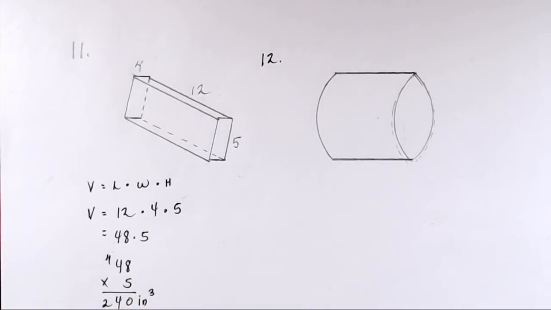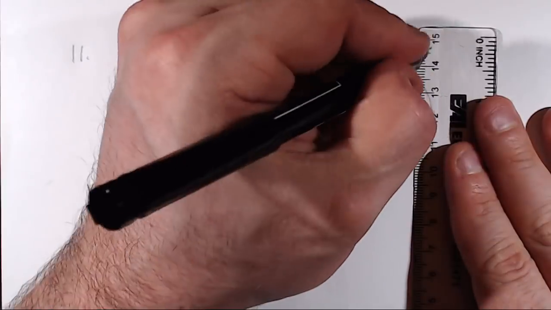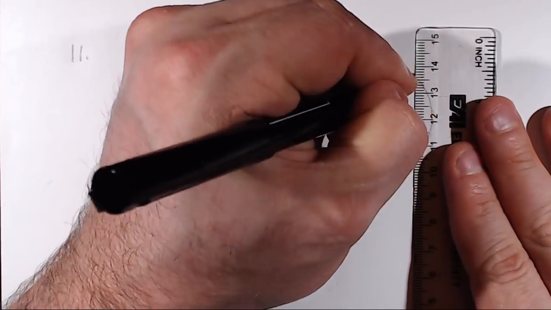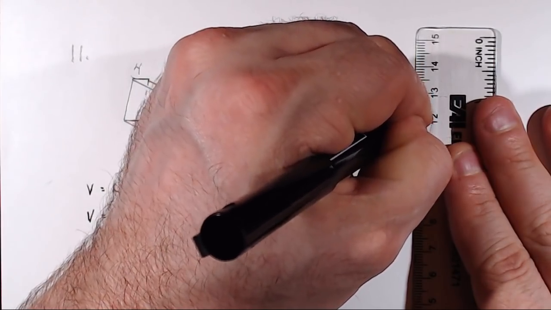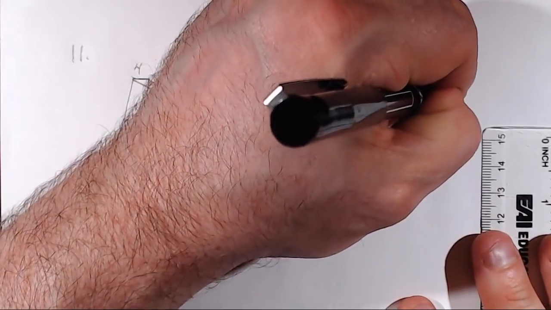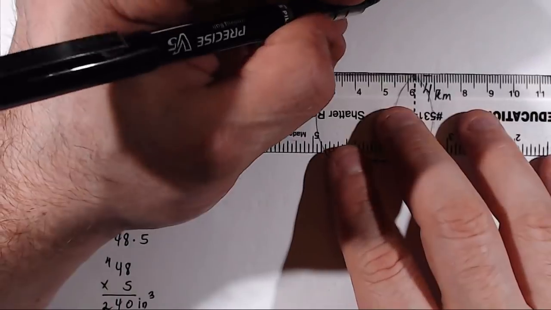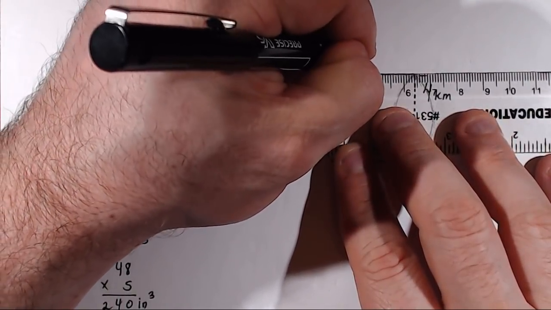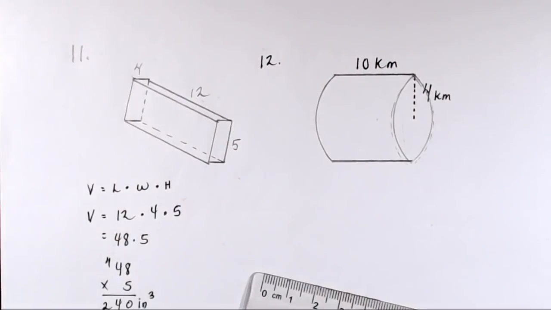Okay, so there's a cylinder, and the cylinder has a radius of 4 kilometers. And it has a length of 10 kilometers. I mean, it's a huge cylinder. My goodness. Okay, so how do we find the volume of a cylinder?